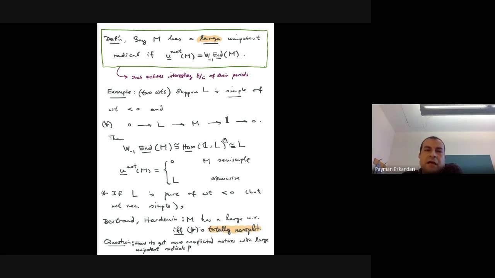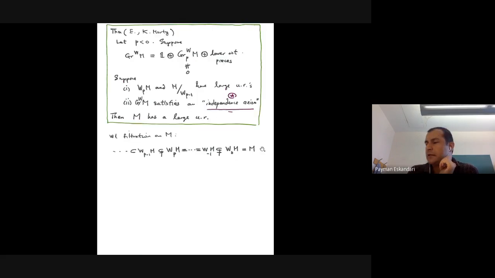So this is when you have two weights and the highest graded piece is the unit object. In general, having two weights, you can reduce it to this statement. Without loss, you may assume that the highest piece is indeed the unit object. But how do we get more complicated motives? By more complicated, I mean more weights, and such motives which have a large unipotent radical. So this is a joint result with Kumar.